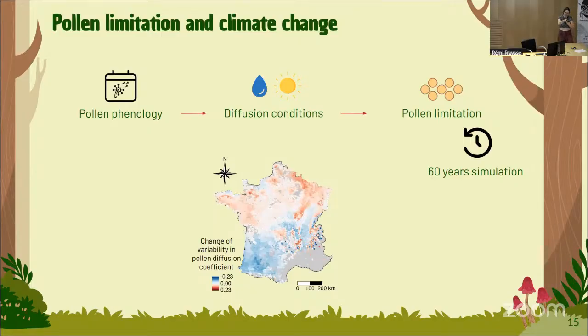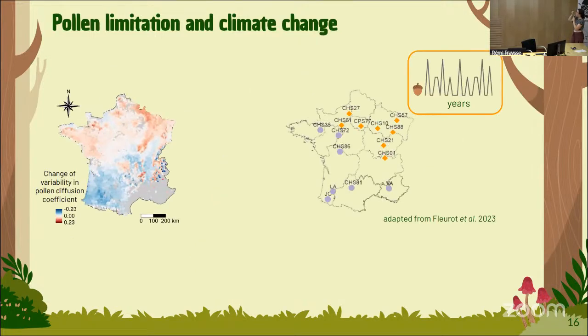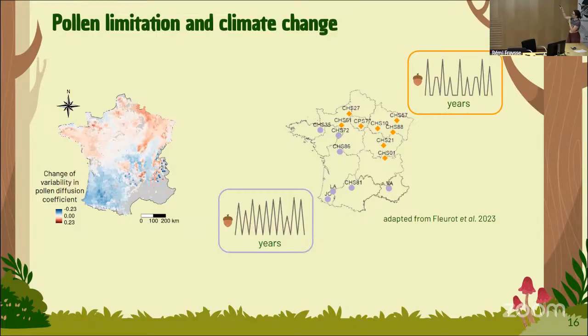And what was really, really cool is that in another independent study on another data set, a colleague of mine showed that fruiting dynamics are actually different currently in France between the northern side and the southern side, with the northern side having more irregular dynamics, which is consistent with diffusion being variable between years, and in the south of France, the fruit production dynamics are more regular.